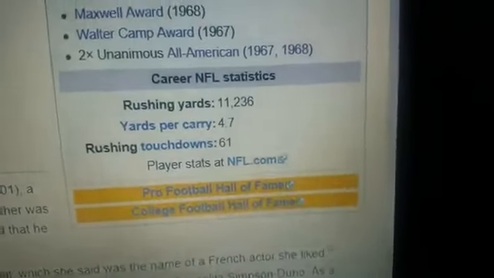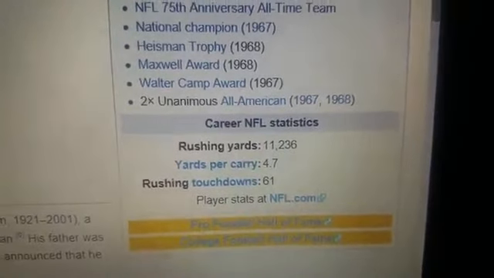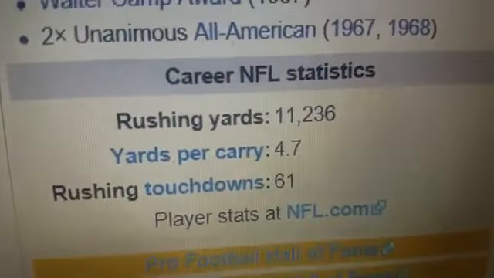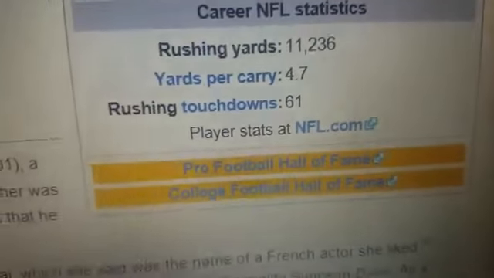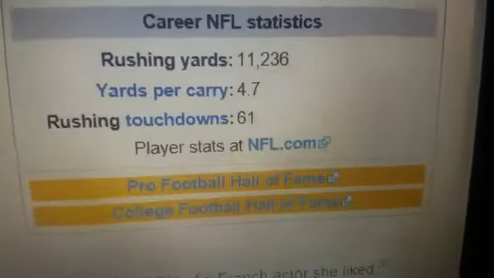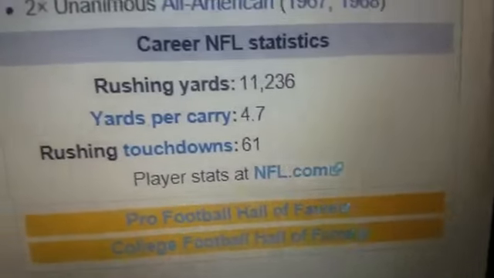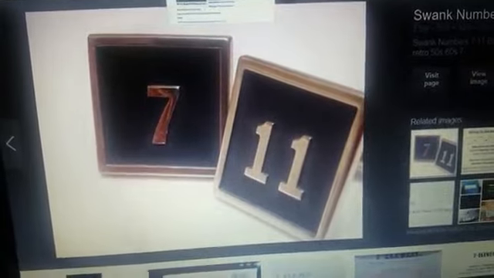When you look at the yards per carry he averaged in his NFL career, 4.7, and add those digits, you get 11. He had 61 rushing touchdowns for his NFL career, and 6-1 is 7. So right here, the 7-11 connection again for O.J. Simpson.